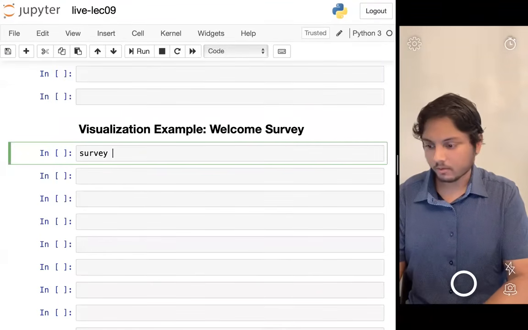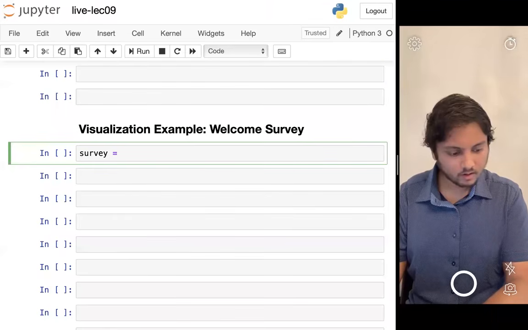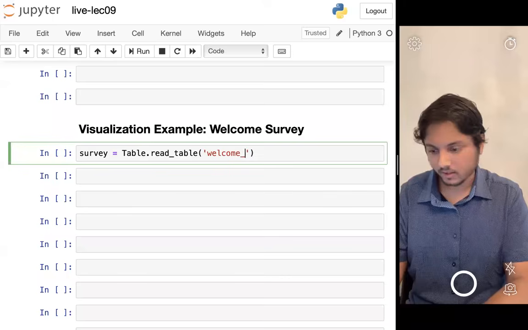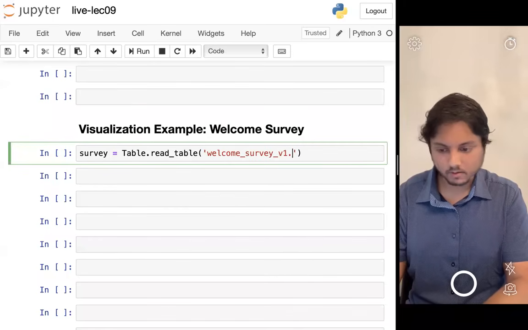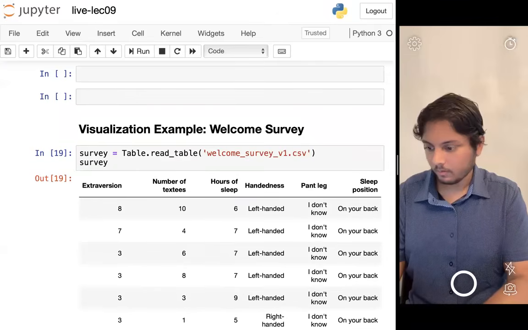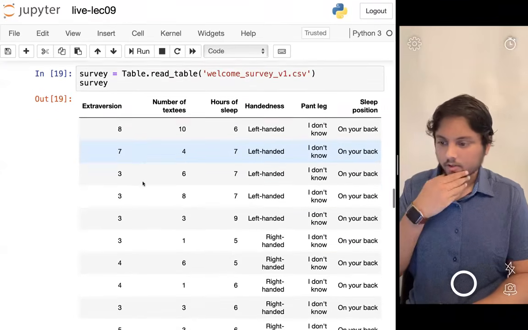So I'm just going to read this into a table called survey. We've put together the responses, cleaned things up a little bit, and removed responses that were empty. But we can take a look at what this looks like. So this is the welcome survey.